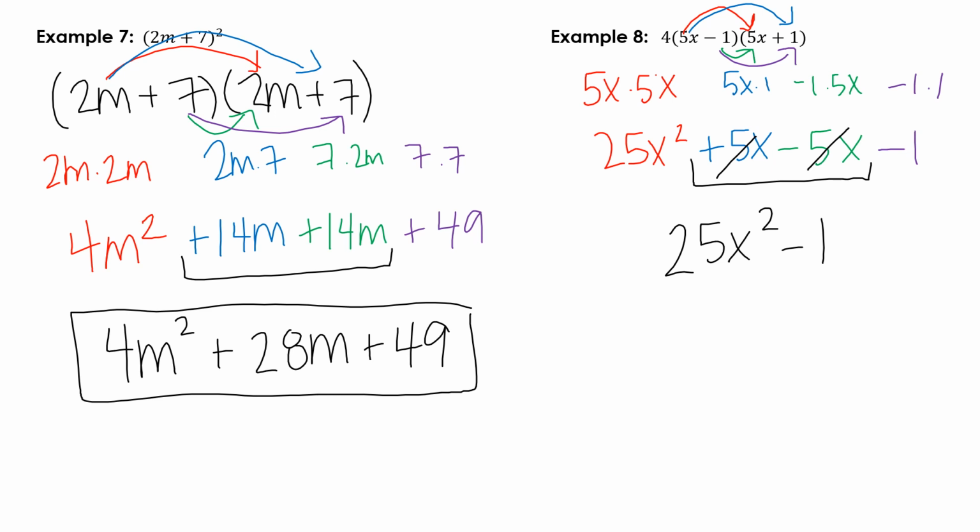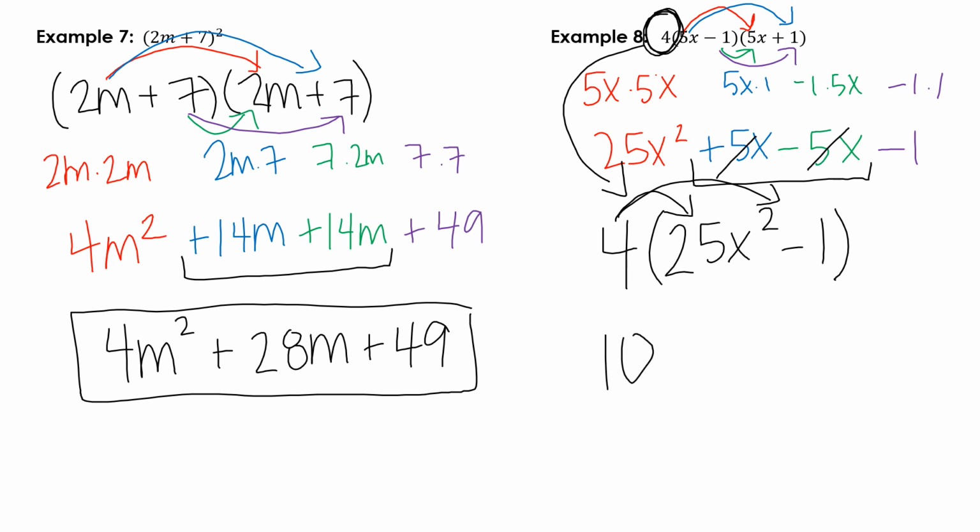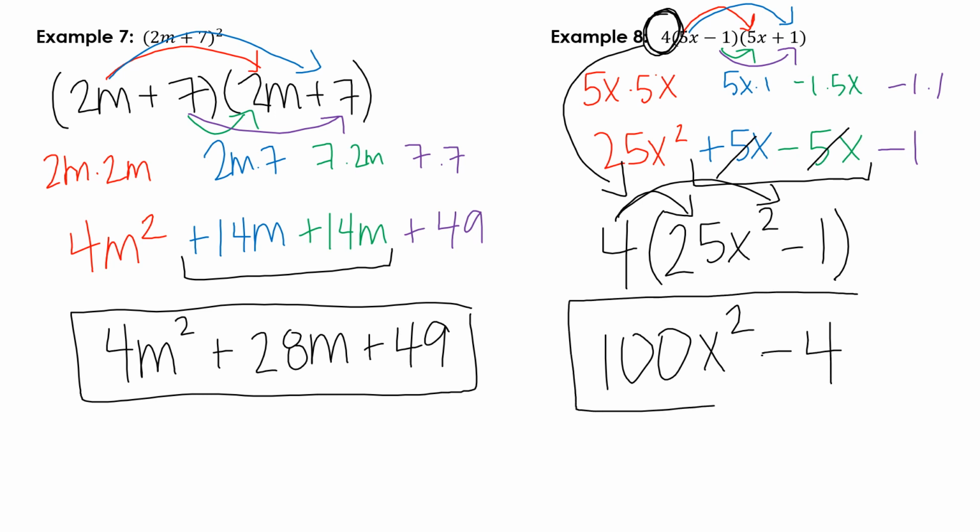Now, we need to be careful, and we can't forget that the number is in front of the parentheses. So we had a 4 here. We need to make sure that we bring that down and that that is still in the problem. And now I would distribute the 4 to all of the terms inside of the parentheses. So 4 times 25 is 100. I'm not multiplying the x squared by another variable, so it will stay x squared. And then 4 times negative 1 is minus 4. And that would be my final answer.